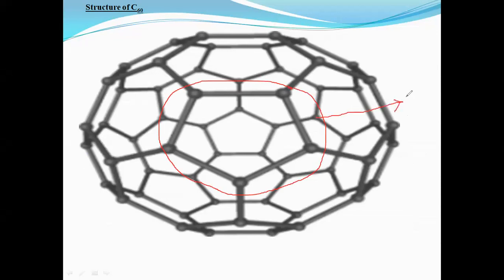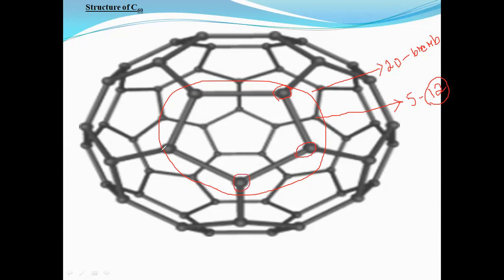It is known to be a 5-member ring system, and 5-member ring systems are present as 12 in number. That means it contains 12 pentagonal ring systems, and it contains 6-member systems like this, 20 hexagonal ring systems. Hexagonal ring system is nothing but a 6-member ring system. So when we are discussing the C60 material, C60 materials are made up of carbon.